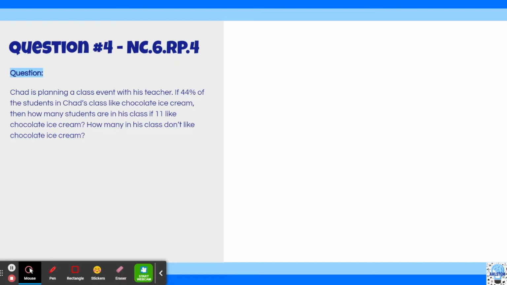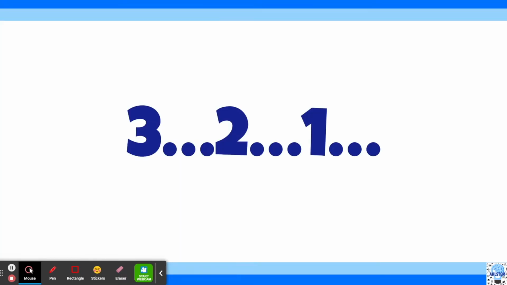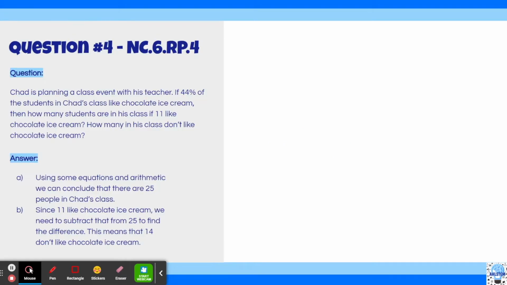So let's pause right here and solve this problem. In a few seconds, I'll show your answer. Ready? 3, 2, 1. So, answer. Using some equations and arithmetic, we can conclude that there are 25 people in Chad's class. Since 11 like chocolate ice cream, we subtract that from 25 to find the difference. This means 14 students don't like chocolate ice cream. So if you understood this, skip to the next question, and if you didn't, I'll explain the answer now.